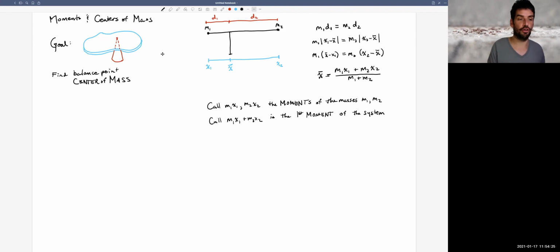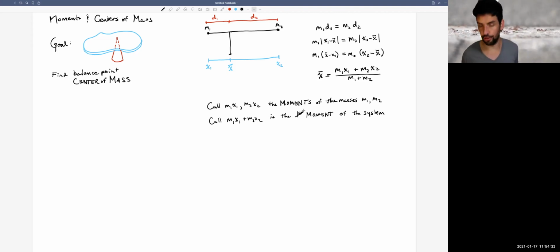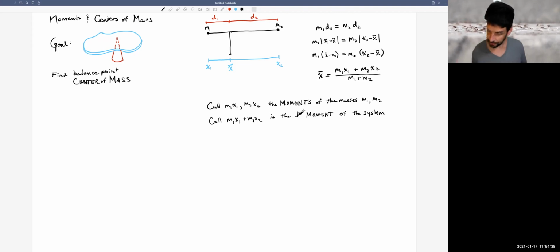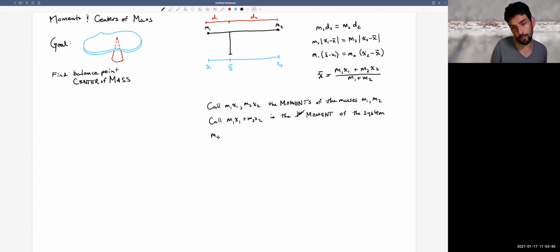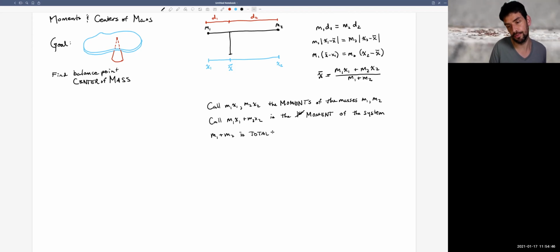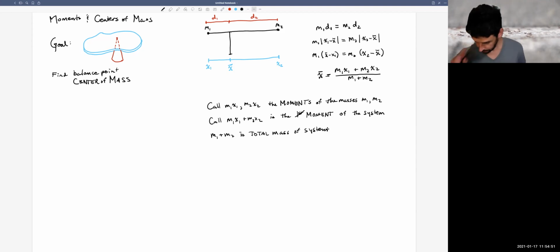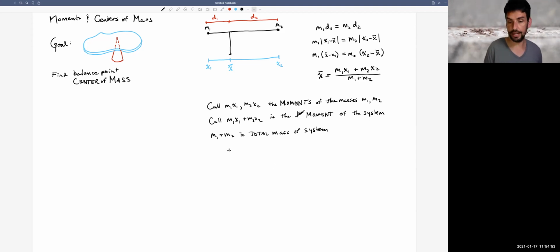We'll almost always not really worry about that first. There are things called a second and third moment and so on, but we're going to be focusing here. So for the purposes of these videos, this will just be the moment, okay? And then of course, we can say m1 plus m2 is the total mass of the system. Okay, and then x bar is the center of mass.